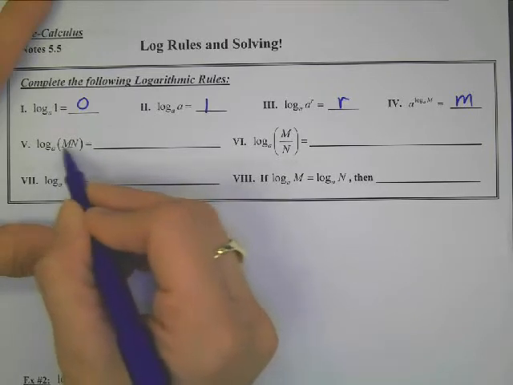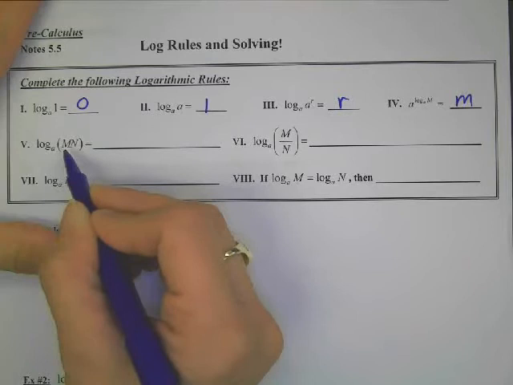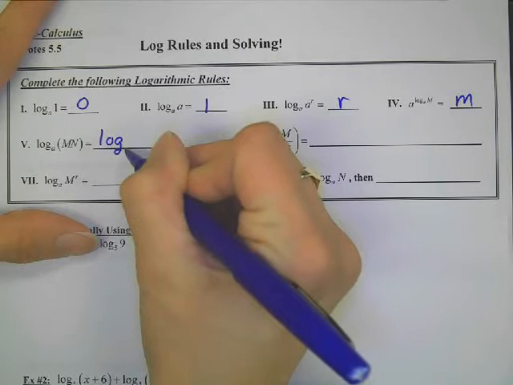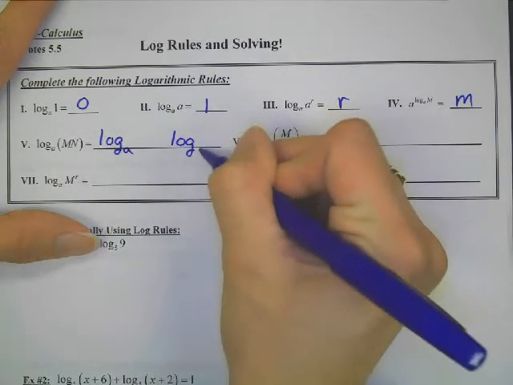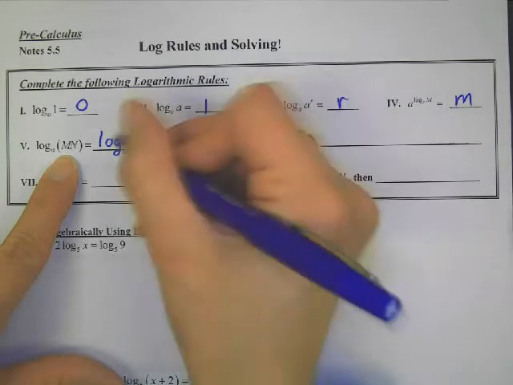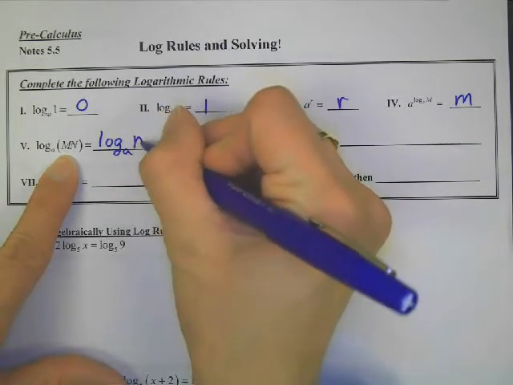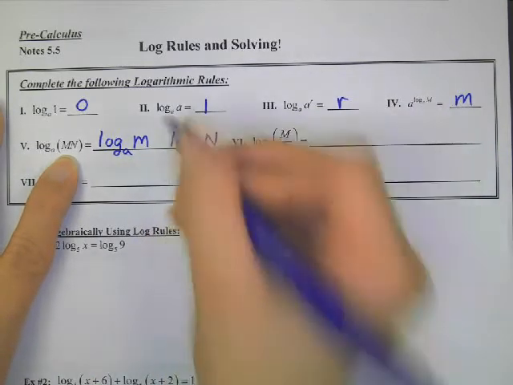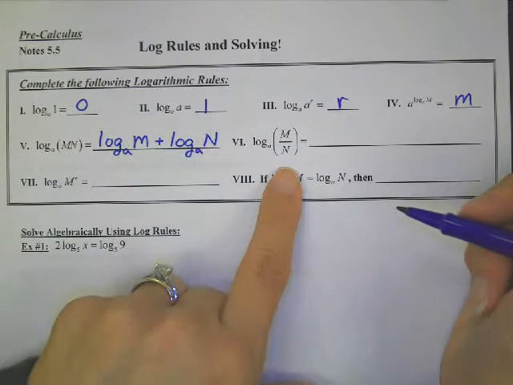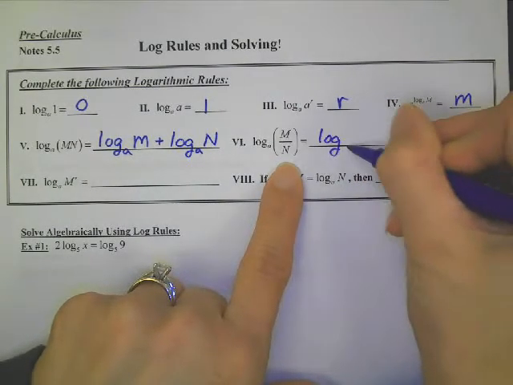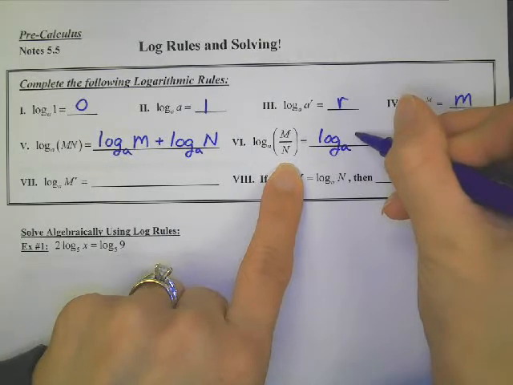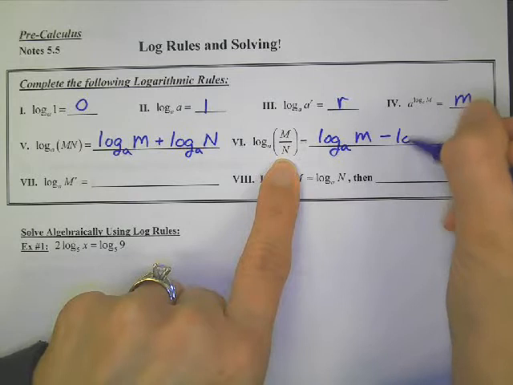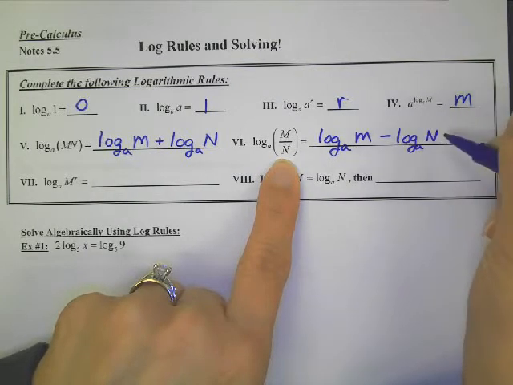If you have a log and the ofs are being multiplied, you can separate this into two logs. What are the bases for both of them going to be? That's right, A, log base A, log base A. And you're going to take the ofs and separate them. This is going to be log base A of M, log base A of N, and what do you do to the two of them? You're going to add them. If the ofs are being divided, you can go ahead and separate log base A of M. That one goes on top, that one goes first. And then you're going to subtract log base A of N.